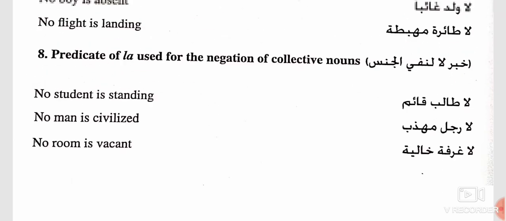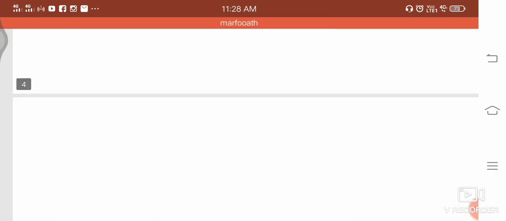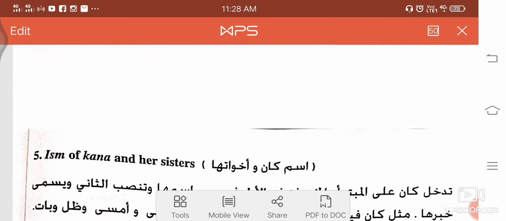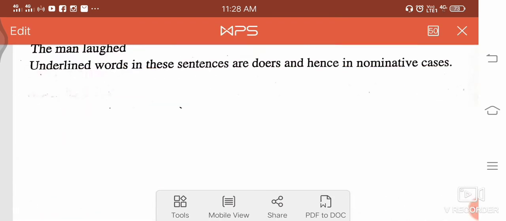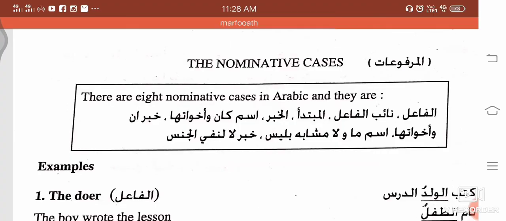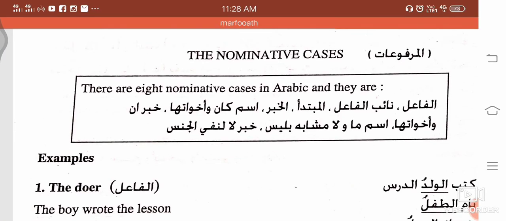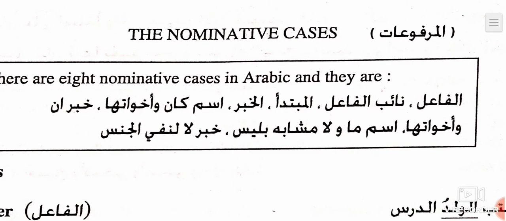So these are the marfu'at. What are they? They are fa'il, naib fa'il, mubtada, khabar, ismu kana wa akhawatuha, khabaru inna wa akhawatuha, ismu ma wa la mushabahatayn bilaysa, khabaru la linafiyal jinsi. These eight will be in the nominative case when they come in a sentence.